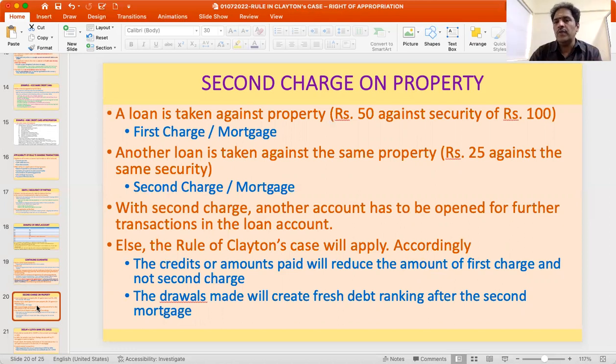But if they don't do that, then the rule in Clayton's case will operate, and whatever credits or amounts are paid will reduce the amount of the first charge, because those are the debits which happened first. So that will be reduced first. Then any debits that happen will qualify as debits after the second charge in terms of priority. So this application of the rule in Clayton's case is very, very important in case of a second charge on property.